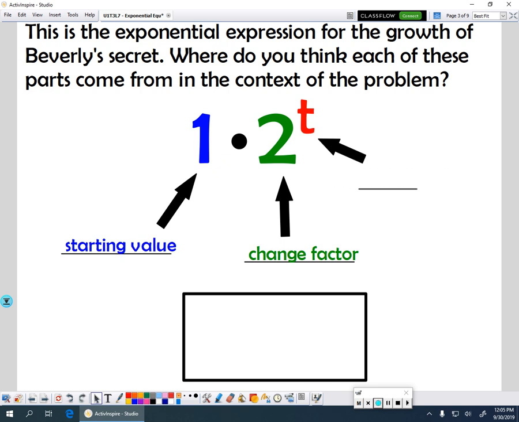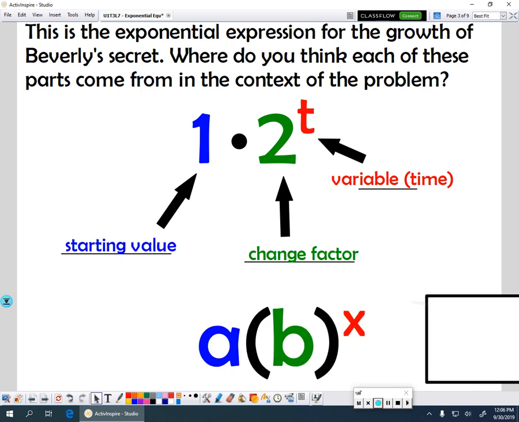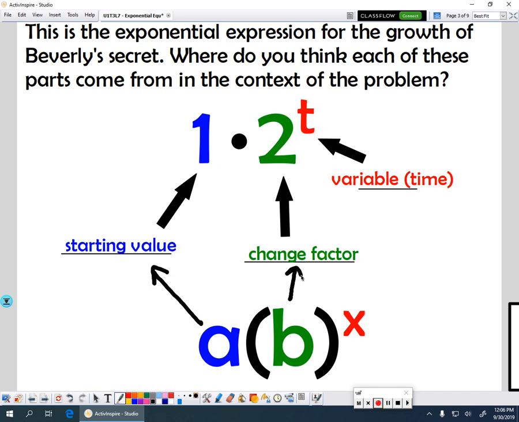And this T is our variable. It's going to stay a variable. And in this problem, it's representing time, or the number of periods that pass. Okay? You'll see this modeled in this format. A, B, X. A times B to the power of X. Our A is our starting value. Our B is our change factor.